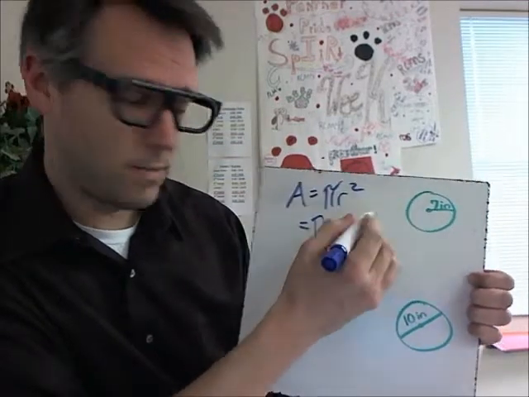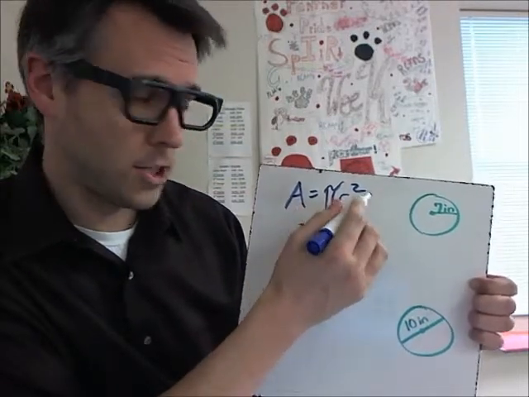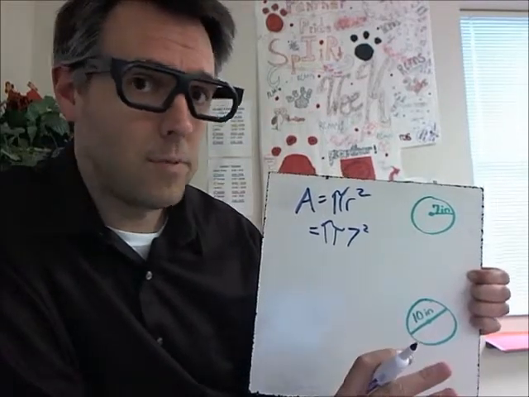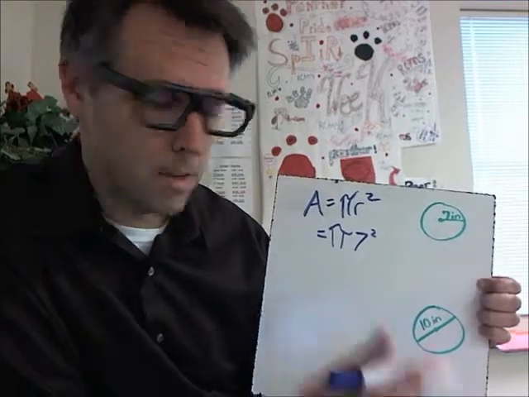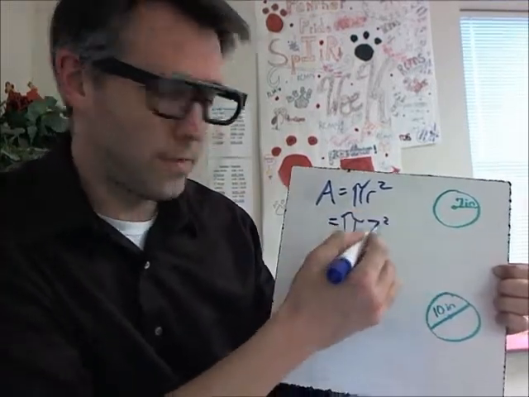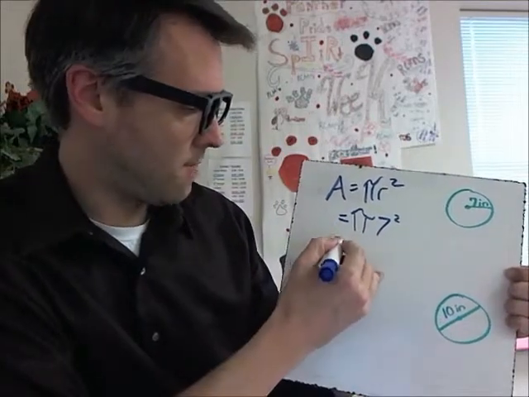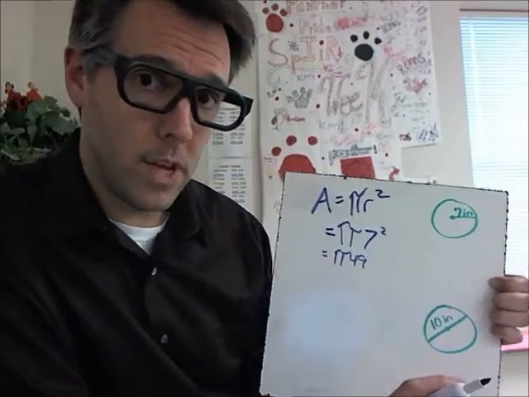The radius is 7, so we put 7 here. And the radius is always squared, pi r squared, so we have to square 7. What does square mean? Well, it doesn't mean 7 plus 7. It doesn't mean 7 times 2. It means 7 times 7 in this case. So 7 squared is 49, because 7 times 7 is 49. So now we have pi 49. And we're almost done.